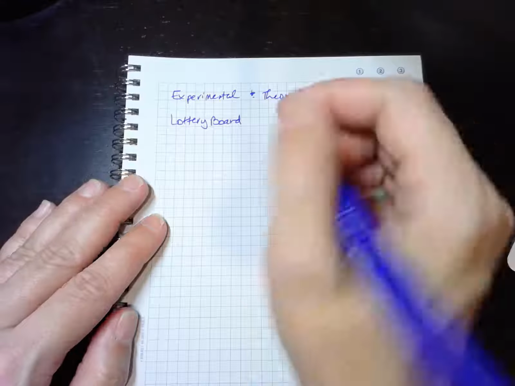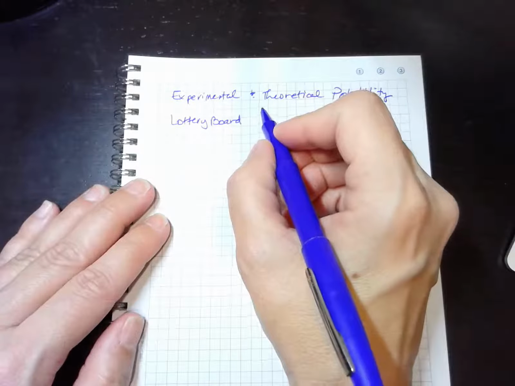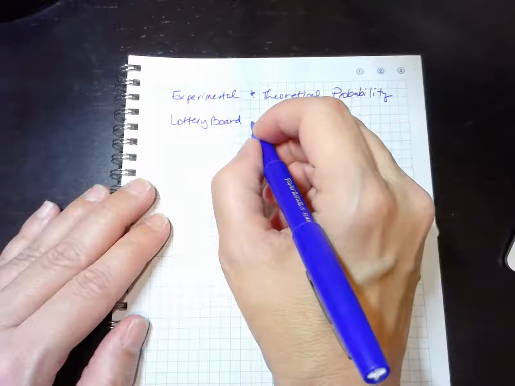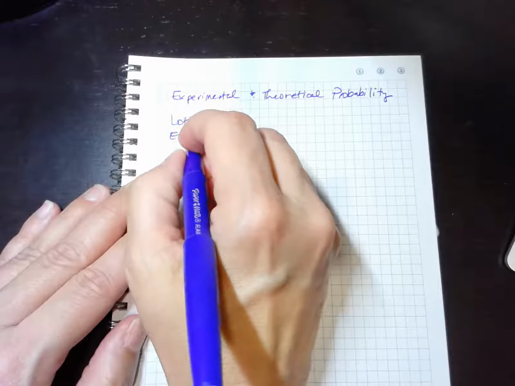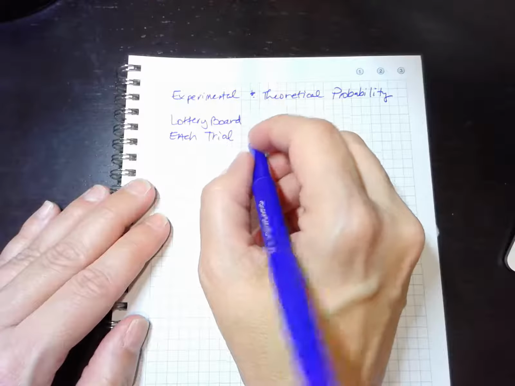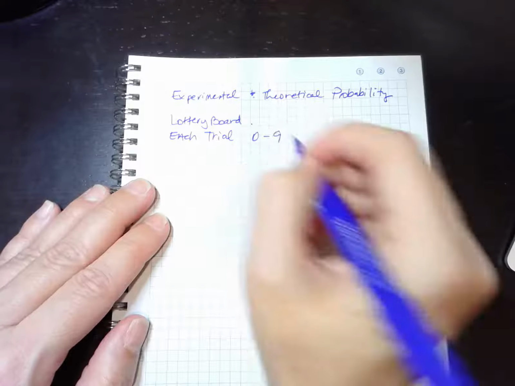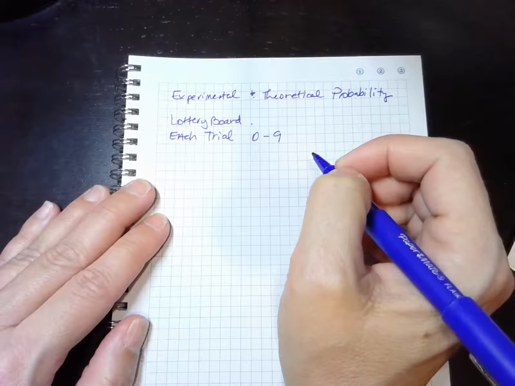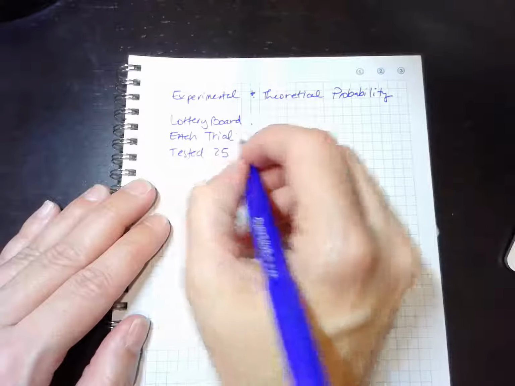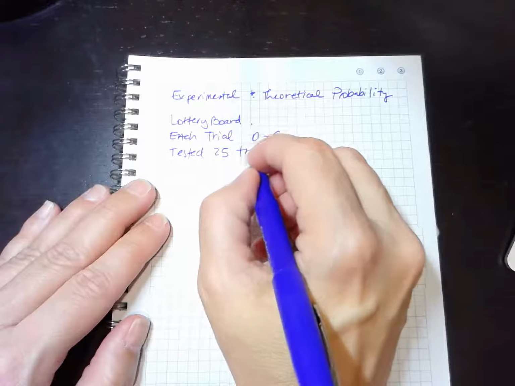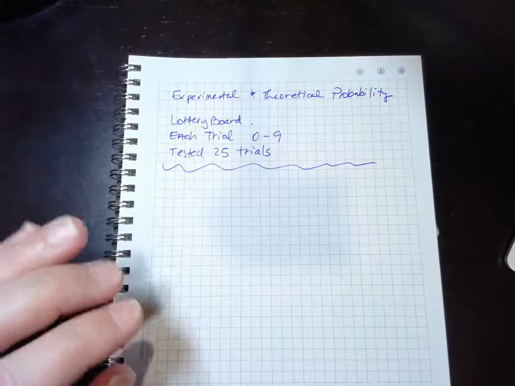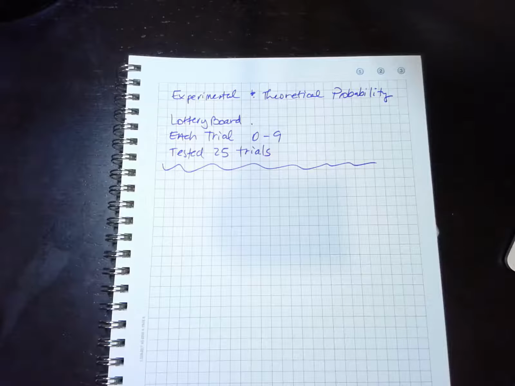Okay, so the question said that you had the lottery board. For each trial, you had a ball with the digits 0 through 9, and then they tested 25 trials. Okay, so this was the easiest way for me to explain this to my class.